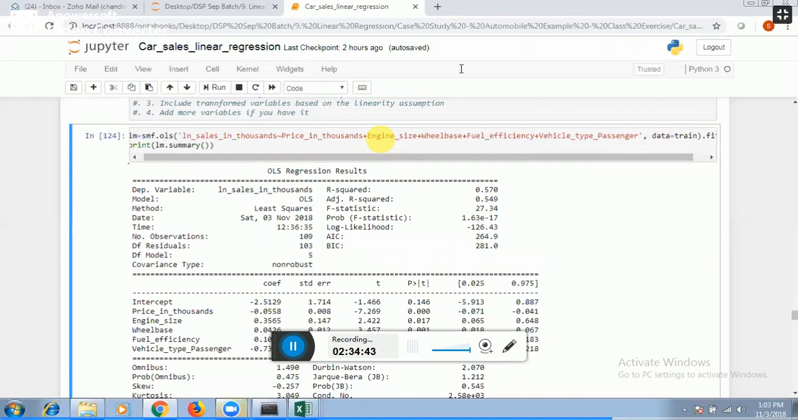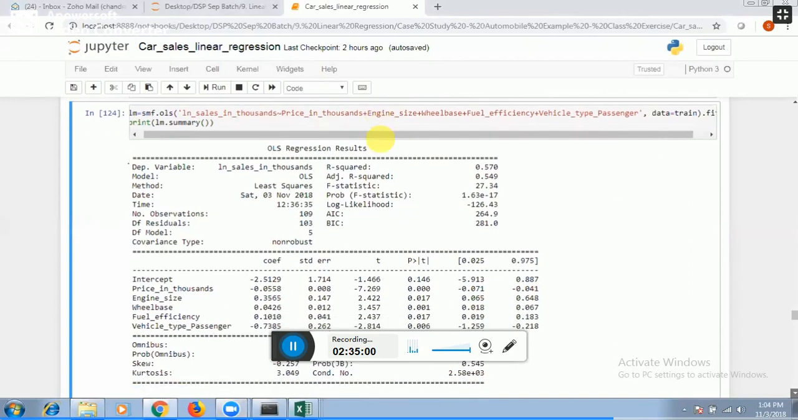Okay, so Ritesh, I already mentioned this answer to you. The X variables, you don't need to transform back. Only the Y variable we need to transform back.